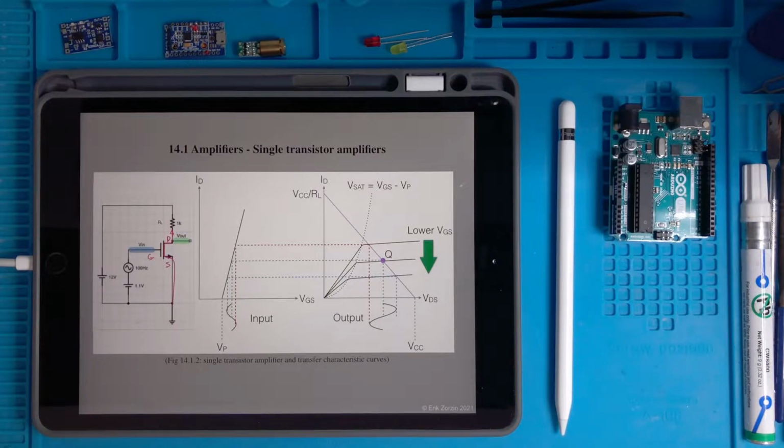Today we will study a single transistor amplifier. So we have seen one type of transistor which is called the MOSFET transistor. There is another type which is called BJT, which stands for bipolar junction transistor. Historically the transistor is the BJT, so it is the one that has been invented first, but it's a little bit more difficult to understand.